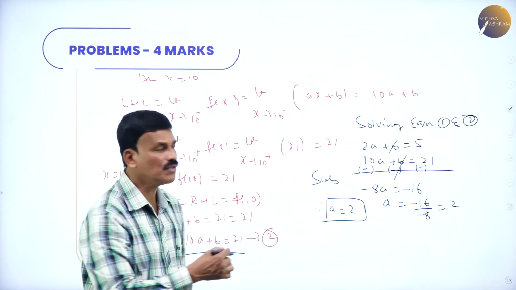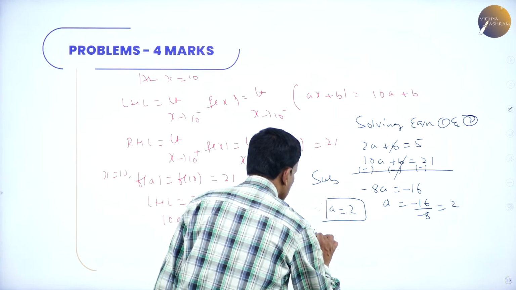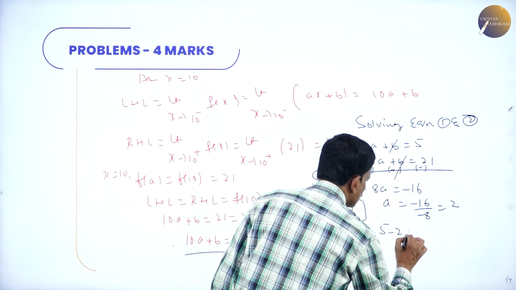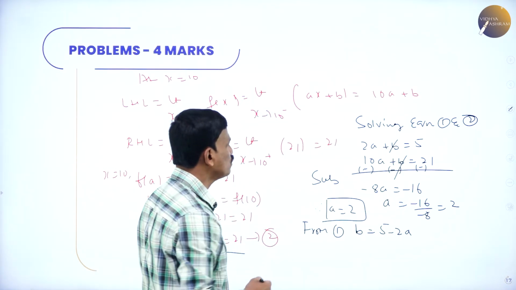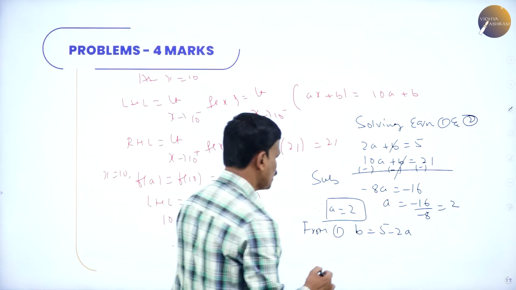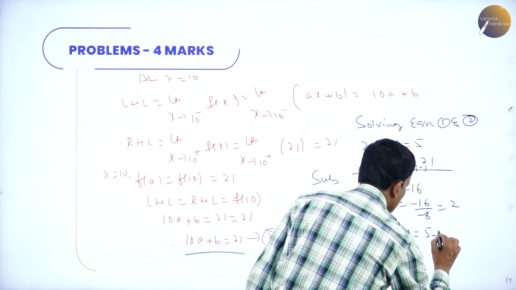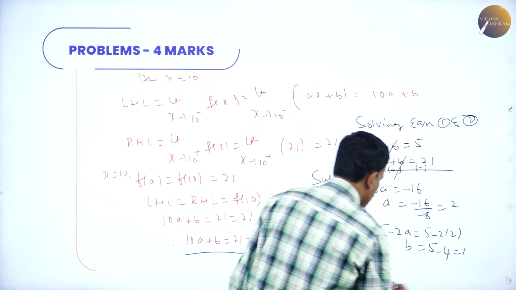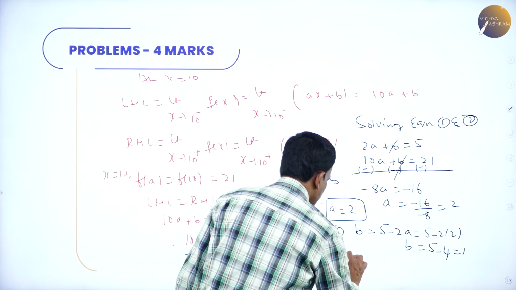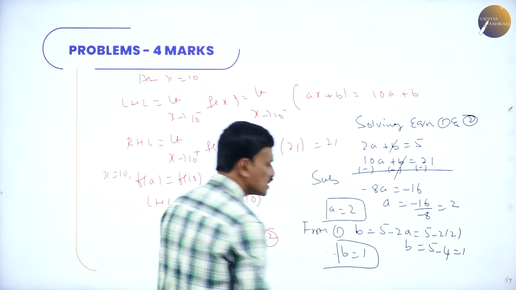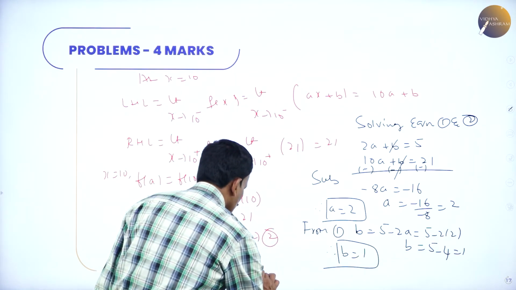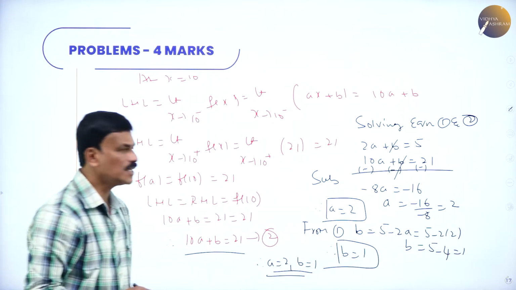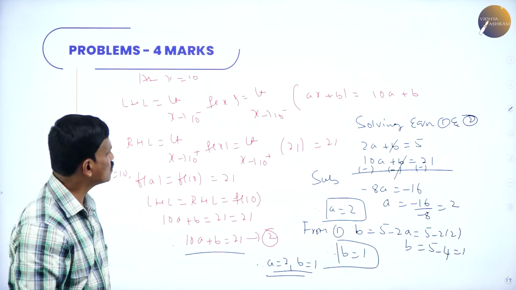Substitute this value of a in any one of these two equations. From 1, 2a plus b is equal to 5. B is equal to 5 minus 2a. So this is 5 minus 2 into a is 2, 5 minus 4 is equal to 1. So therefore b is equal to 1. So what is the conclusion part? Therefore a is equal to 2 and b is equal to 1 are the values of a and b.